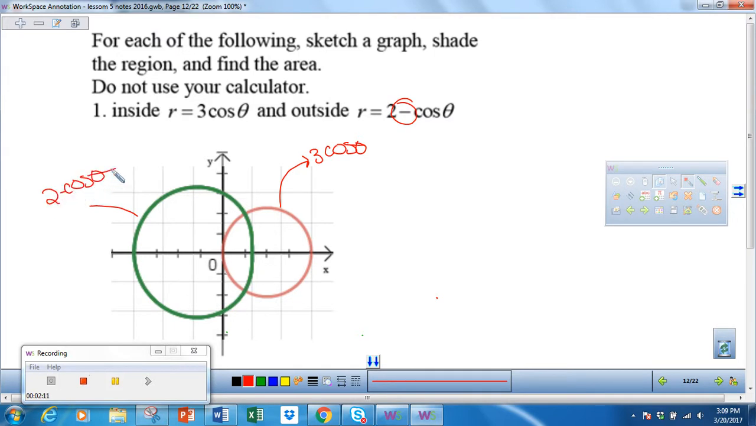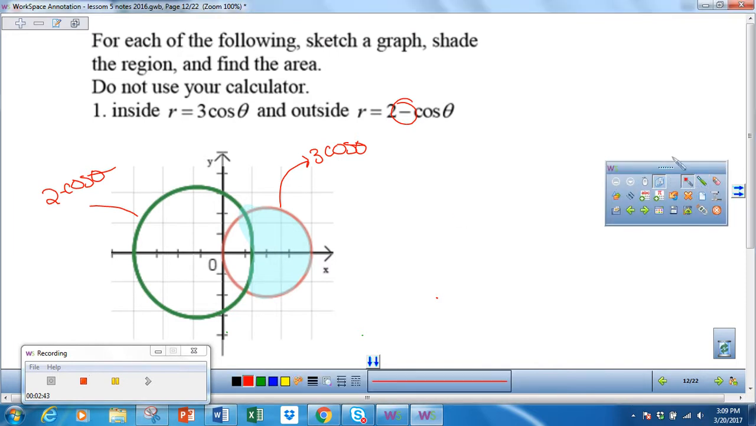Now they're not drawn to scale because that's not important. We just need to be able to recognize which is which. So we're looking for the area inside this curve but outside this curve. So that area would be inside the red circle, outside the black circle. So that would be this area. Inside the red circle, but outside the black circle. Okay? So how do we find that?